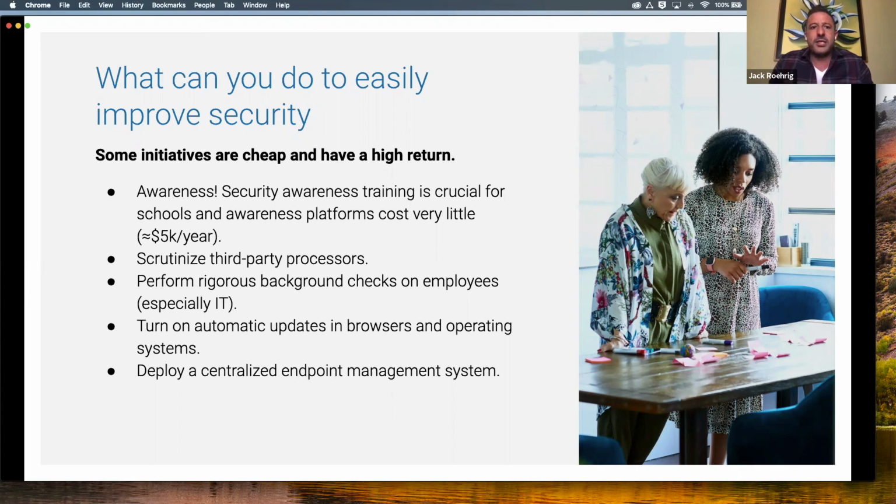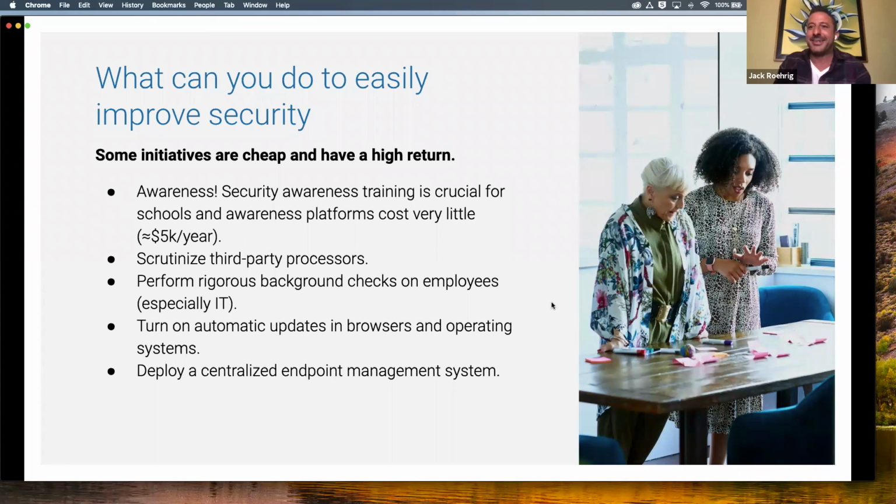And that's the same with scrutinizing third-party processors. That's almost free too. And that's another huge attack vector. Background checks, especially for employees who have access to your key data. That's huge. I worked for a company in the past that didn't do that effectively, and they sacrificed 100% of their profit because of a retaliatory attack by a former employee. They went from a profitable company to a company hemorrhaging money in 72 hours. Background checks are cheap.